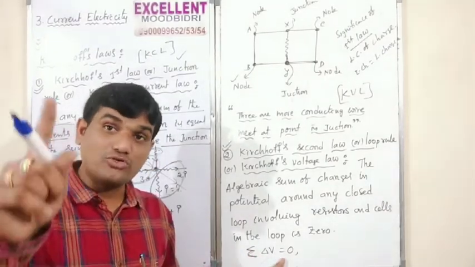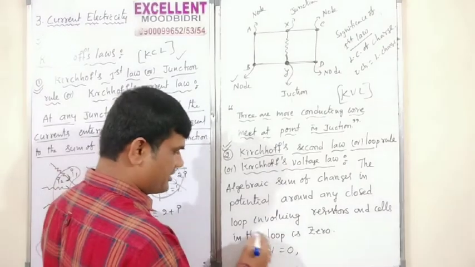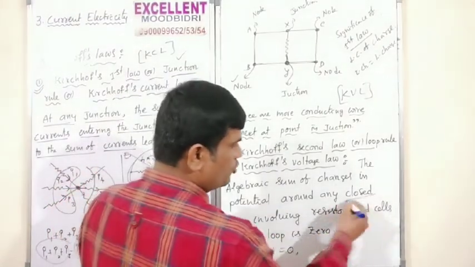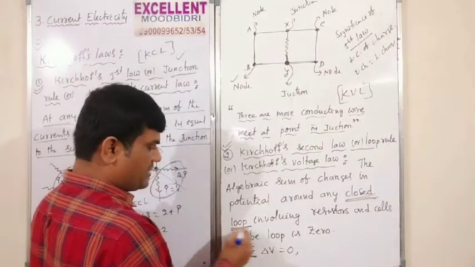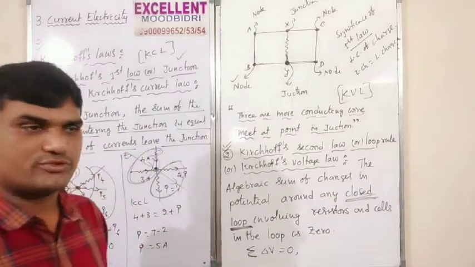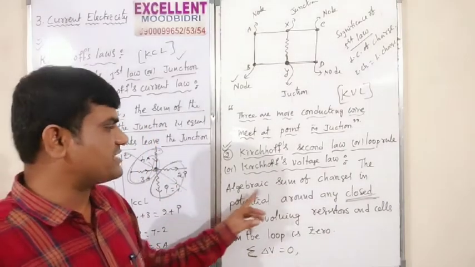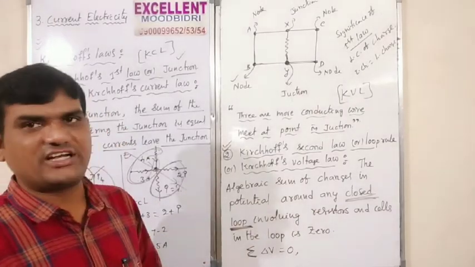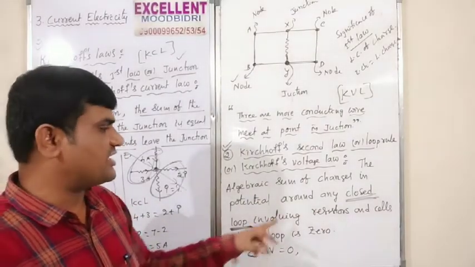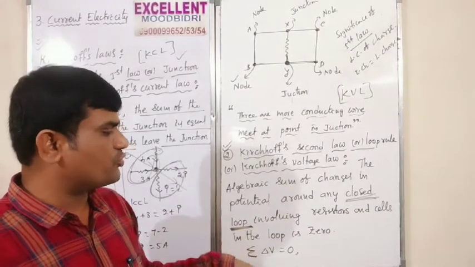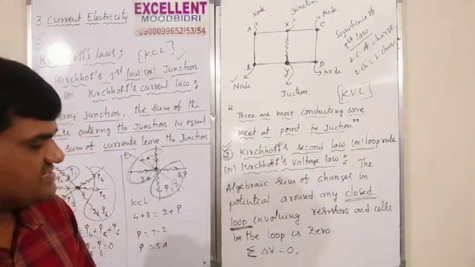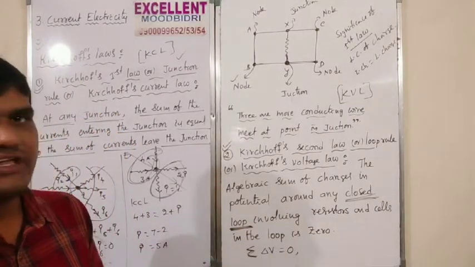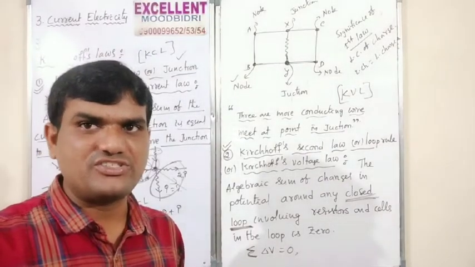In the closed loop. Remember this word also, very, very important: it is applicable only for a closed loop. The algebraic sum of the changes in potential around any closed loop involving resistors and cells in the loop is 0.